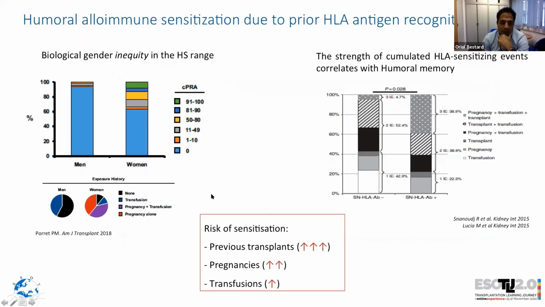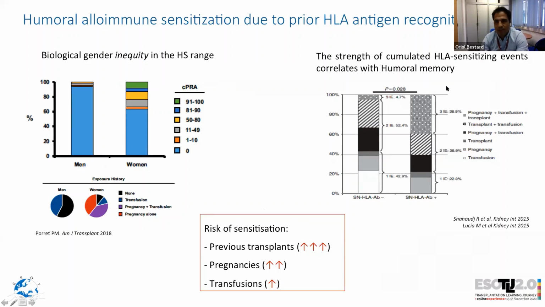So we know that there are many factors that are implied in sensitization. I'm going to be very brief. We know there is a huge impact in terms of biological gender inequity. We know women, as you can see here in the left panel, are more frequently sensitized in the high range of sensitization because, of course, of previous pregnancies.